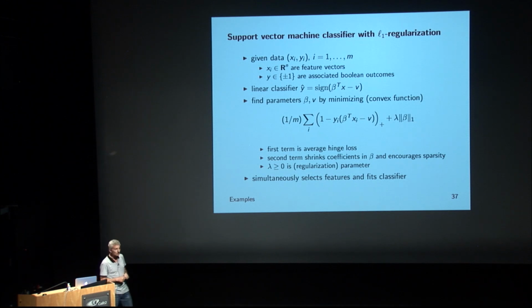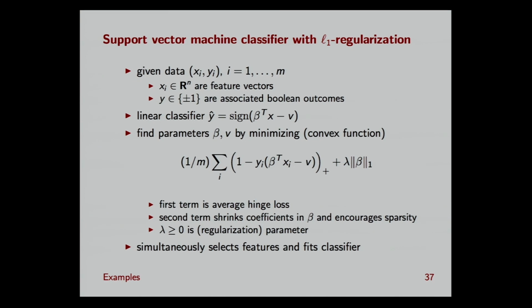We'll look at another one. This one is from statistics and machine learning. The idea is this: you're given data. Data consists of a pair of things. The second thing is a Boolean label or outcome. So it's +1 or -1.